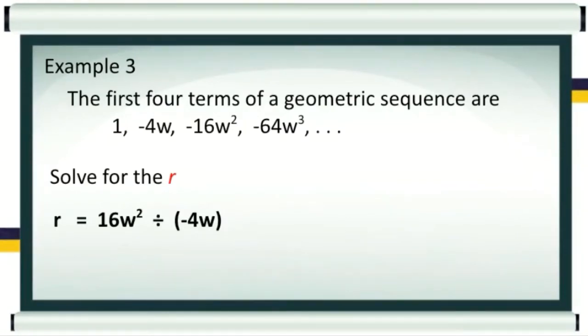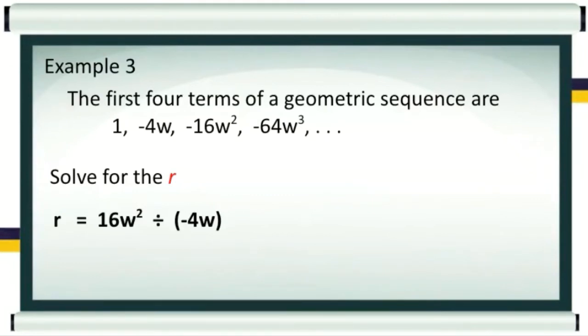Let's start first with the numerical coefficients, the 16 and the -4. What will happen? We will divide them directly. So, 16 divided by -4. What's the answer? Negative 4. Okay?